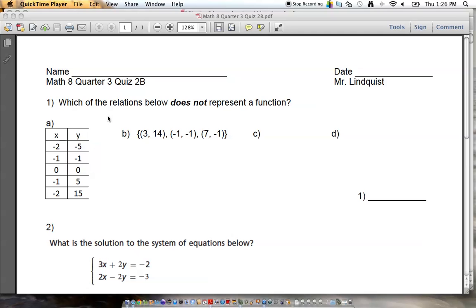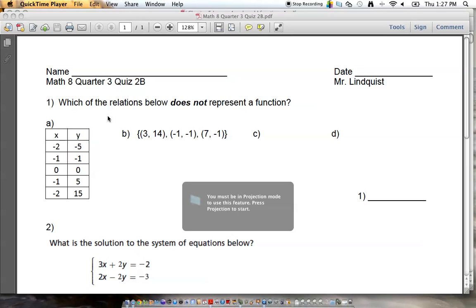Let's go through each of these questions and talk about what we need to do to get them right, because I don't believe these questions are difficult at all. The other thing is this. When I made up this quiz, I looked at the kind of questions that were typically on the Math 8 assessment, and these are very typical Math 8 assessment questions. So, for those who plan on taking that test, you're going to need to know how to do these.